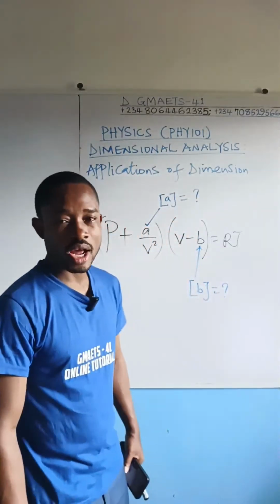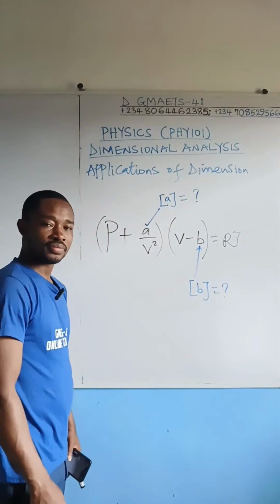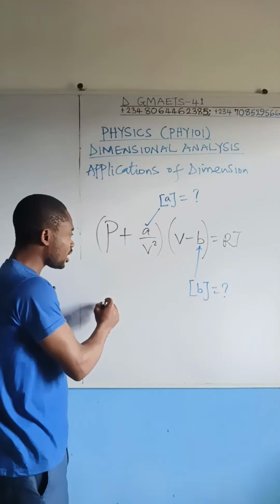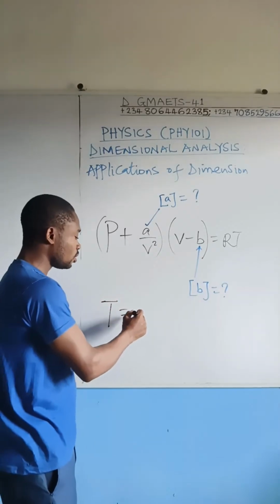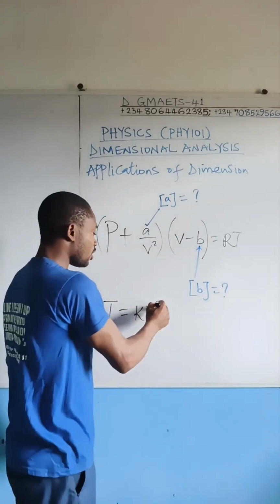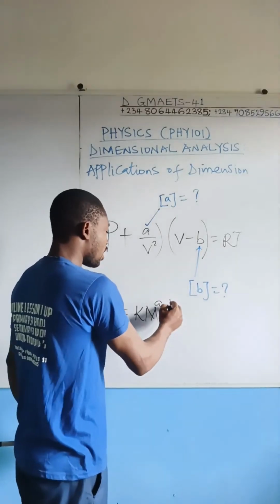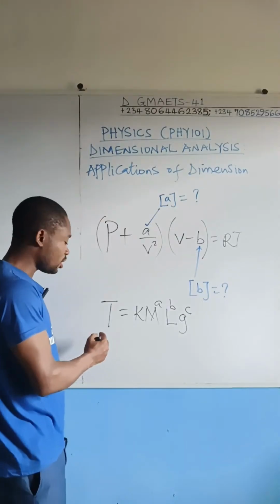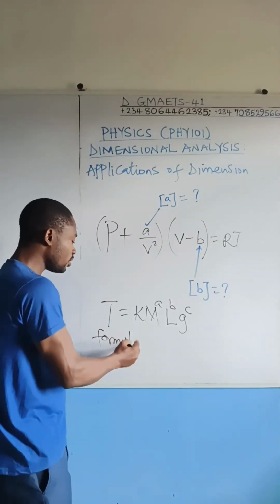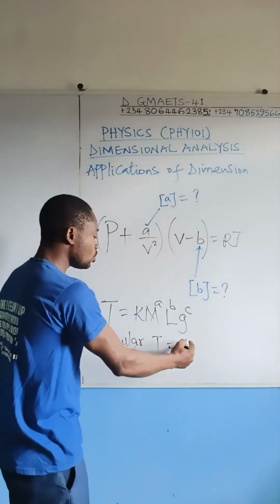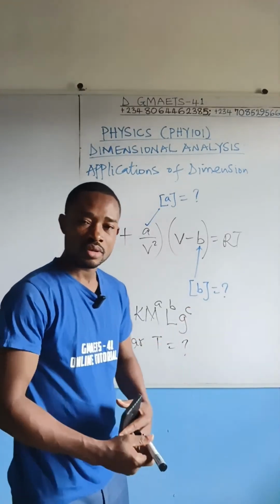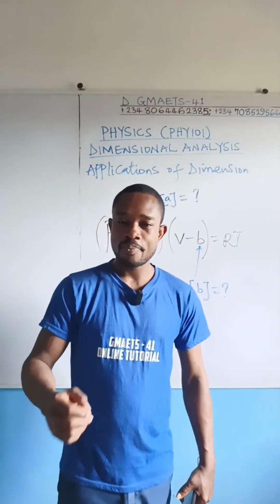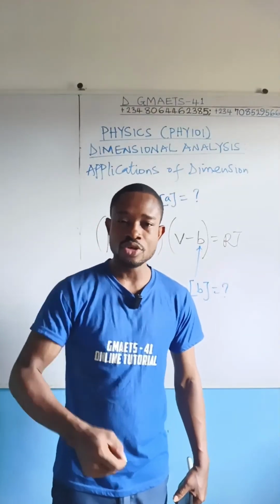Applications of dimension will help us to deal with this. I told you a moment ago, imagine you are given T equal to K, M to the power of a, L to the power of b, g to the power of c, and you are asked to derive the formula of the period. The formula of T will now be what? How do you solve this problem? The application of dimension is used in this.